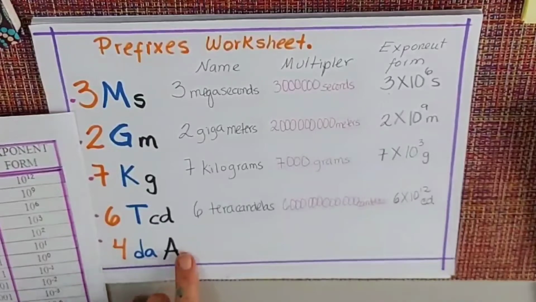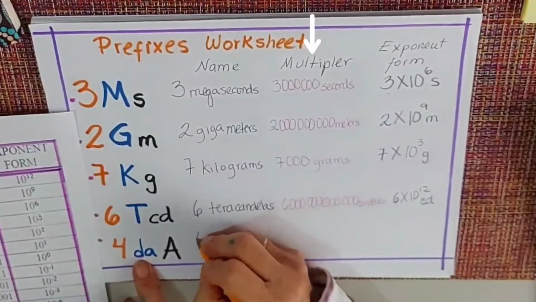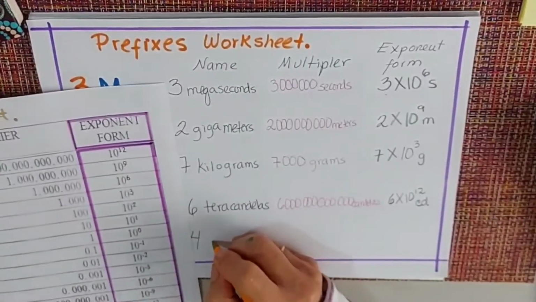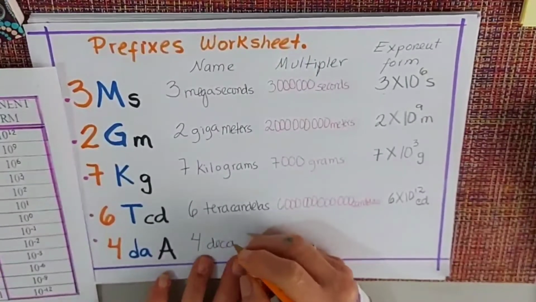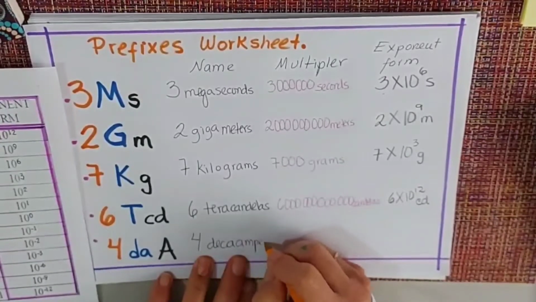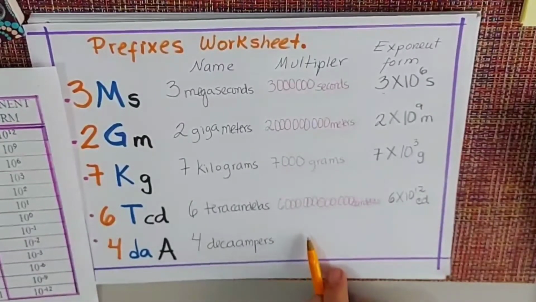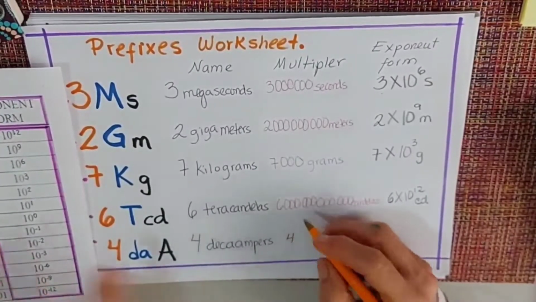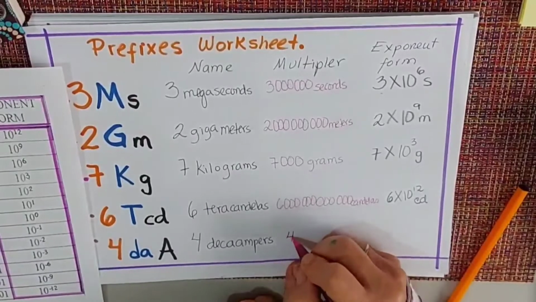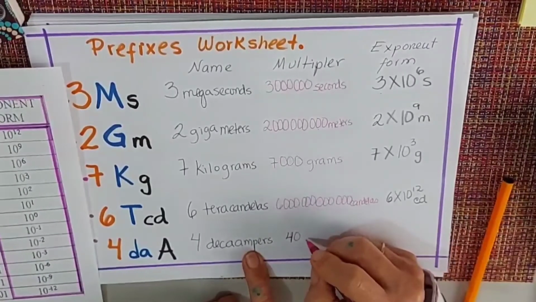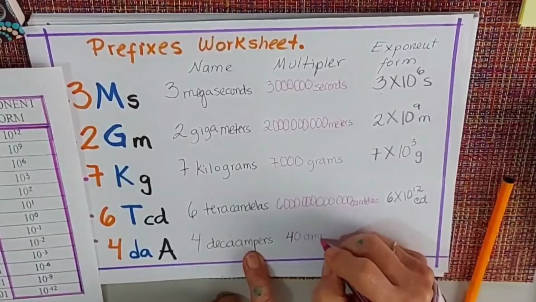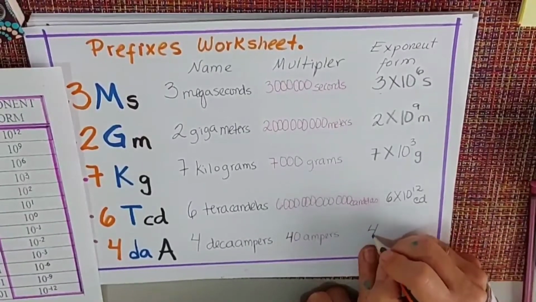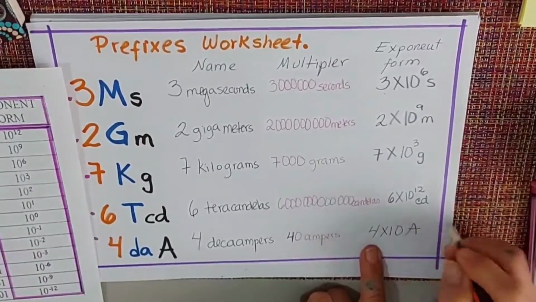And finally, we have here 4 decaamperes. And the multiplier is 10, only 1 zero. And then we are going to write the unit. And finally, we are going to write the exponent form, 4 times 10 amperes.